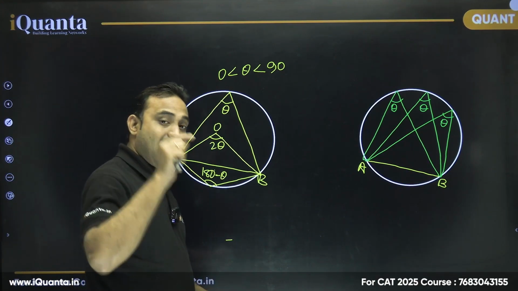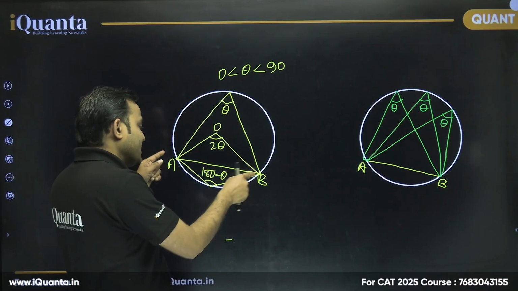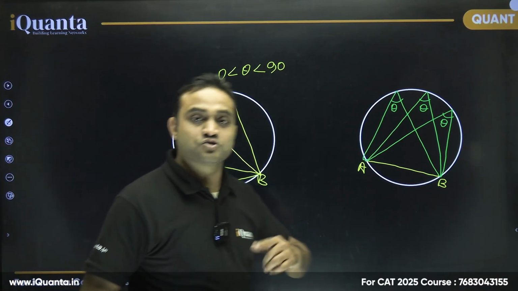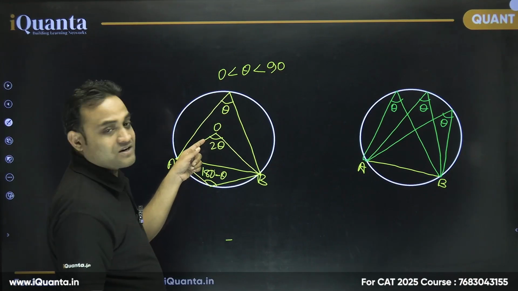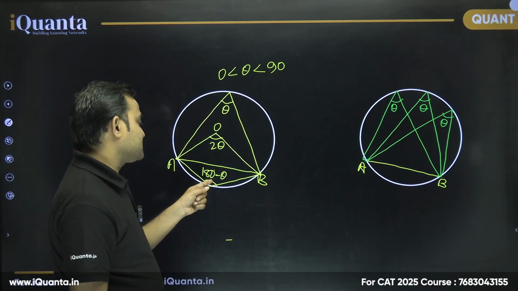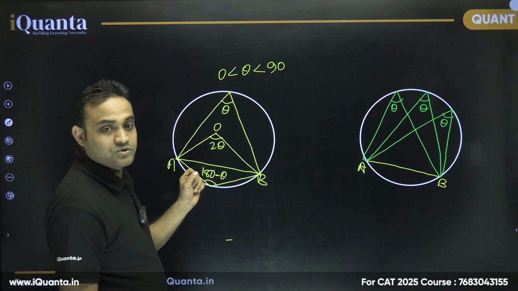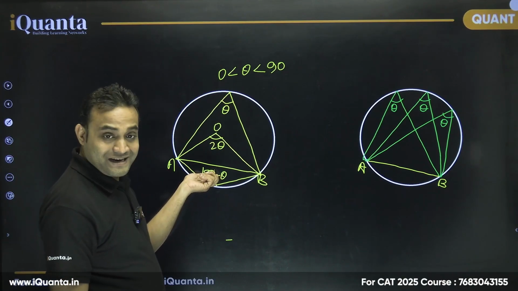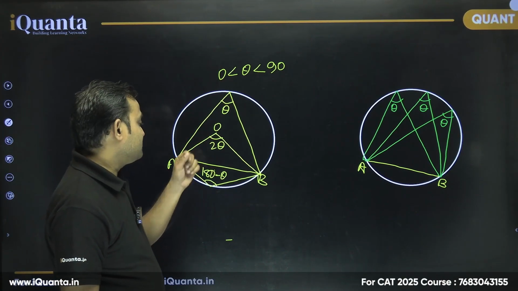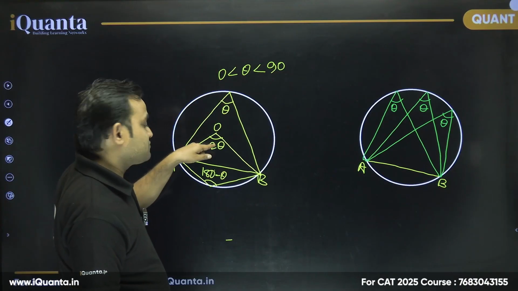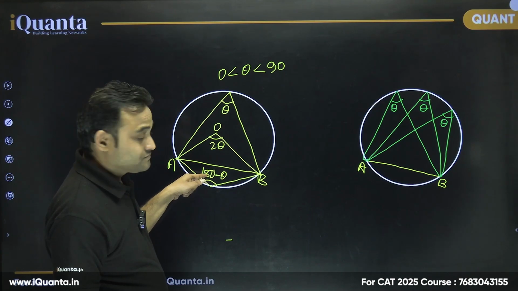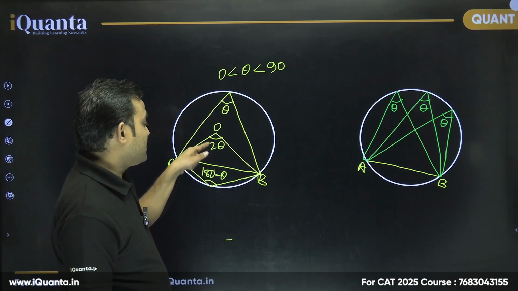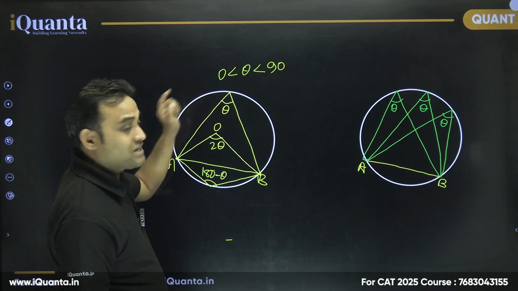So if ever you see the angle made by a chord on the circumference is obtuse, then the angle made by the same chord on the center will be 2 theta. If this is 180 minus theta, this will be 2 theta. If this is 120 degree, then this will be 60 degree, and so this will be 120 degree. If this is 110 degrees, then this will be 140 degrees. Why? Because this will be 70 degree.